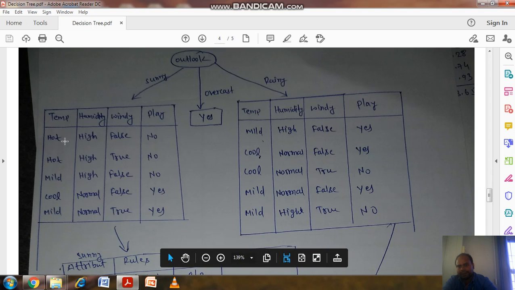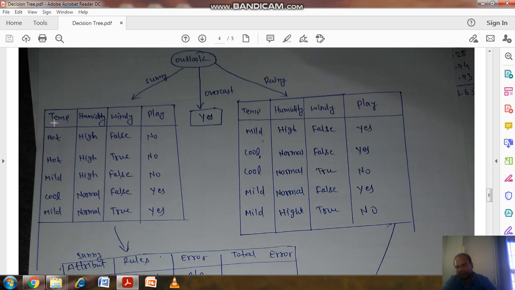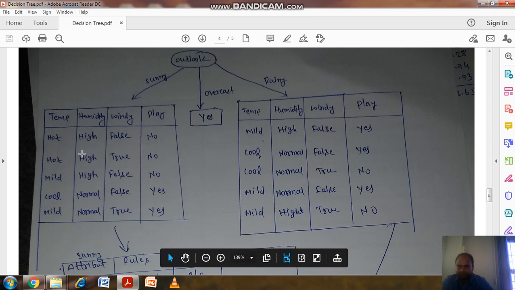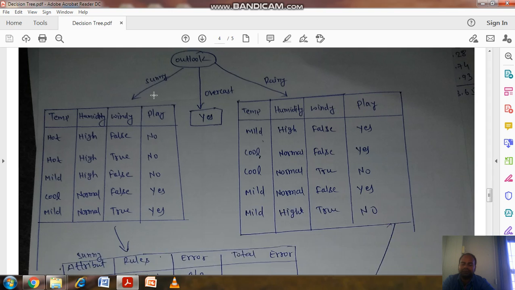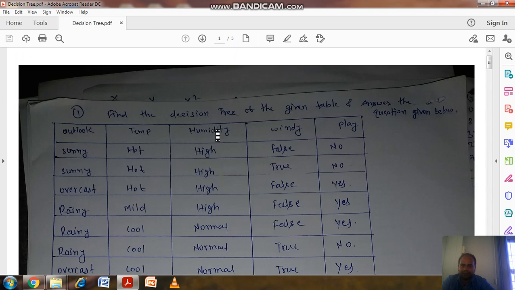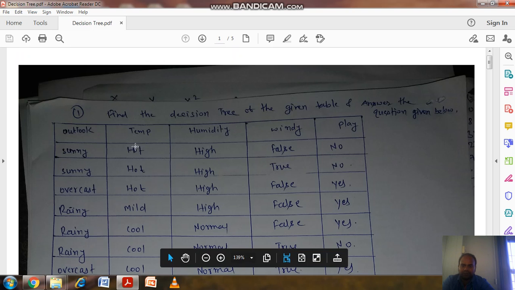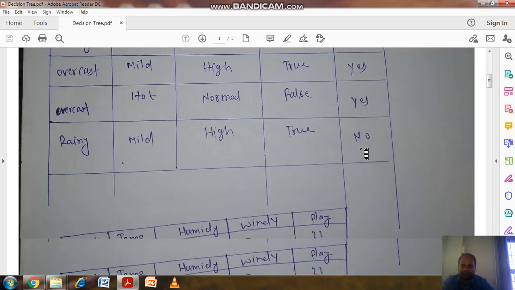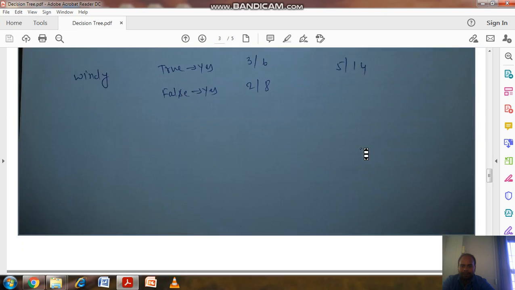So if the temperature is corresponding to sunny, the temperature, humidity, windy and these variables are hot. These are the values corresponding to the sunny in the given table above. From this table I am writing this table corresponding to sunny, what are the cases of temperature, humidity, windy and play. So those I am writing.